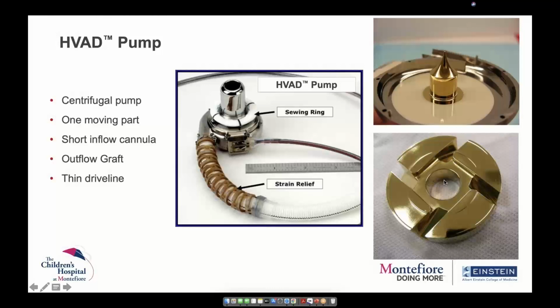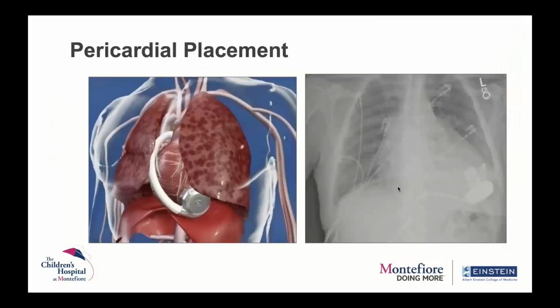And it has a short inflow cannula and this outflow graft, what we call the graft that sits in the body. And it has a very thin driveline, the line that has all the wiring, which connects to the battery or the circuit or the plug points in your house. And this is how it is placed in the body.